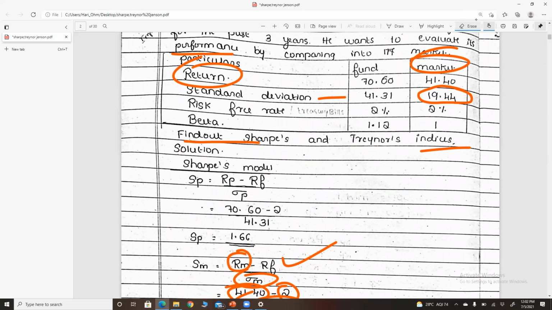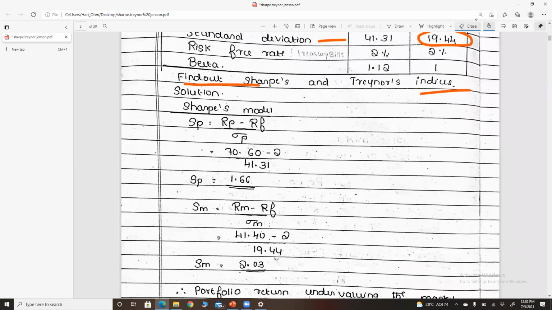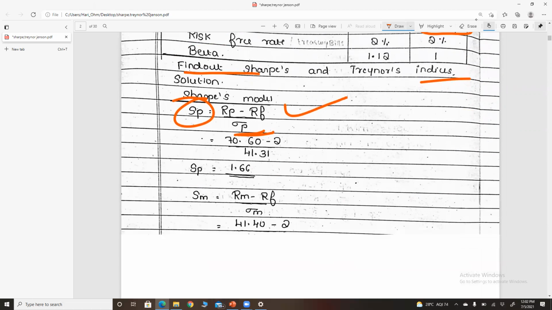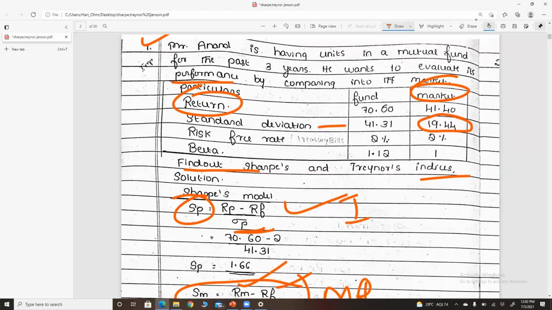You need to evaluate both. One is the individual portfolio, but along with it you need to compare with the market return. Now you need to calculate two returns: one is the individual portfolio return, another one is the market return. To calculate the individual portfolio return, the formula is RP minus RF divided by standard deviation P. To calculate the market return, the formula is RM minus RF divided by standard deviation M. Here you get the market return. Here you get the individual portfolio return.